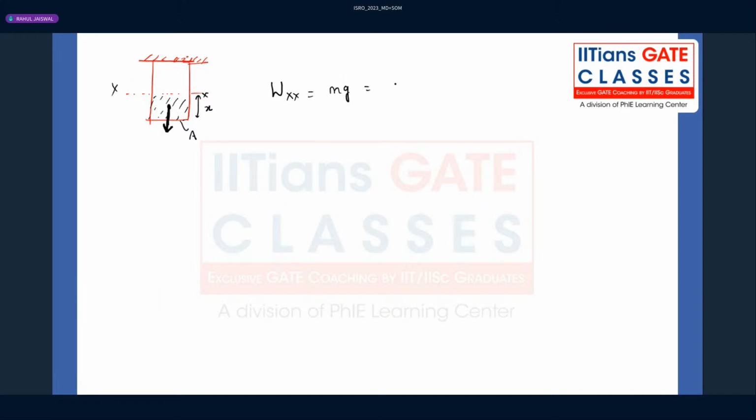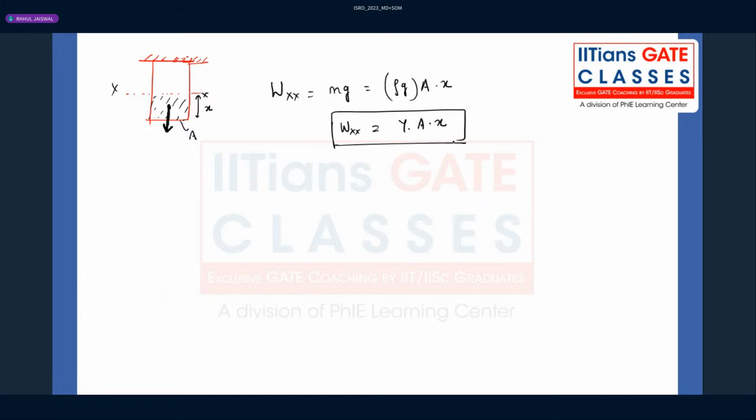Mg. Then what we can write? Rho g into A into x. A into x is what? Volume. Rho g is what? Gamma into A into x. That is the load which is acting at xx, right? And that load is varying linearly.